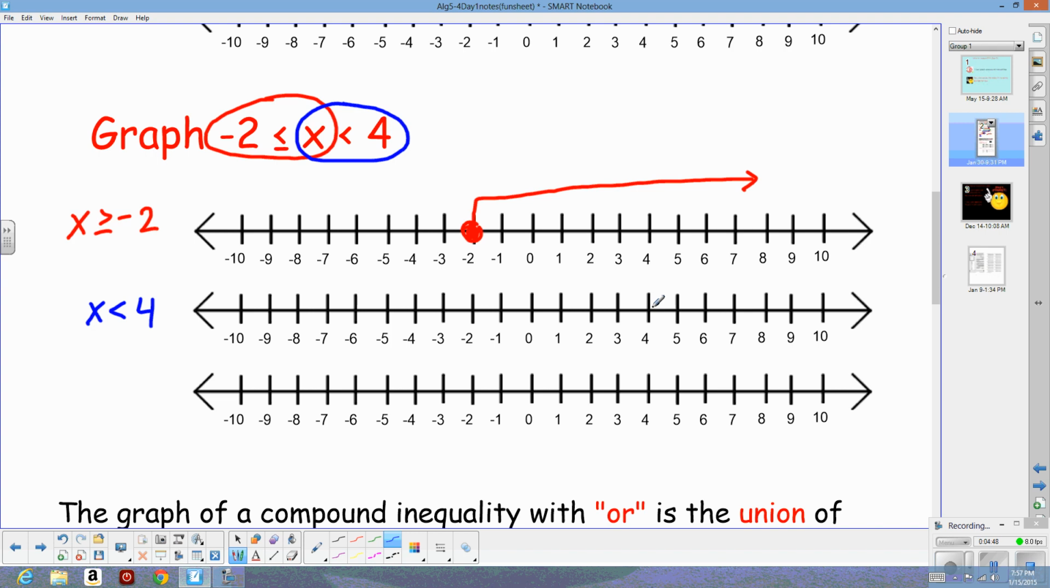We would put a circle on the 4. We would not color it in because it doesn't include 4. And then the numbers to the left are this way, or the numbers that are less than 4 are to the left.